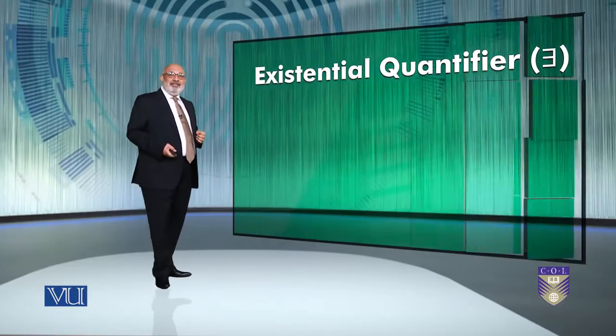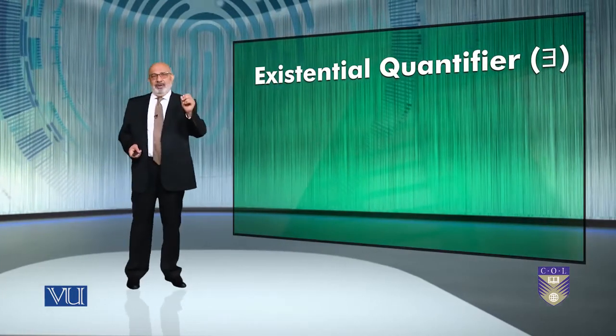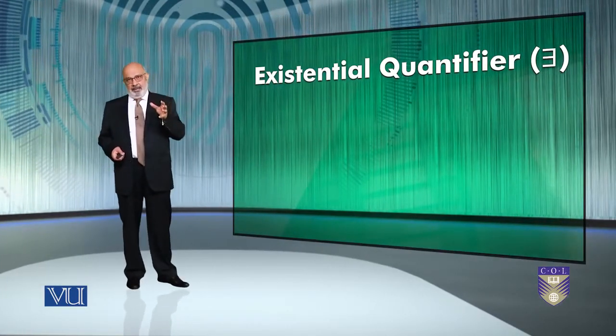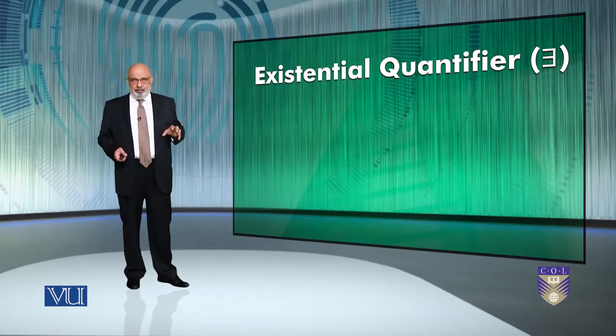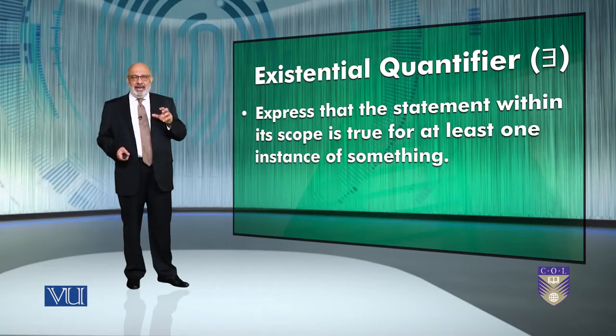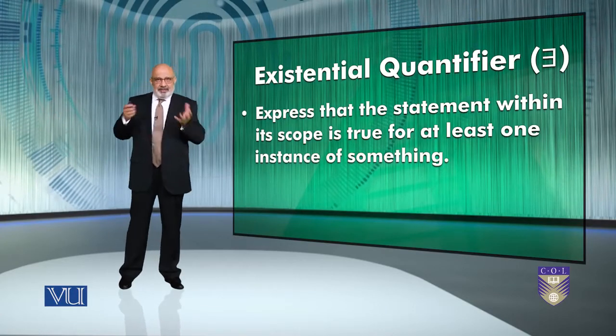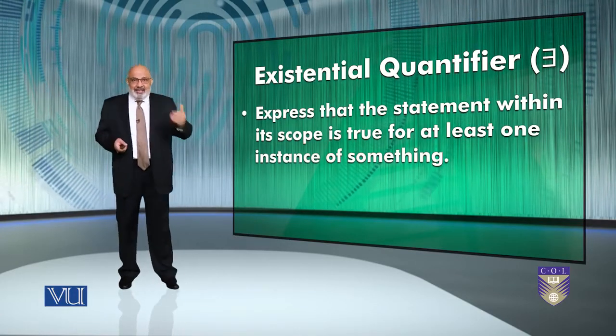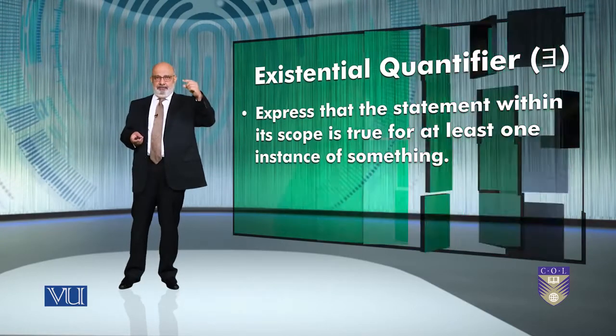Right. The existential quantifier. Remember the word coming from existence. The flipped capital E. So capital E are the type of quantifiers which express that the statement within its scope is true for at least one item, one instance of that. So you could say if at least one person drinks coffee, one man, you would use this flipped E to represent that. Okay.